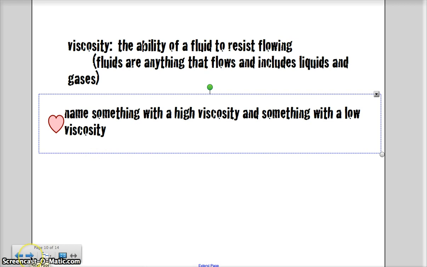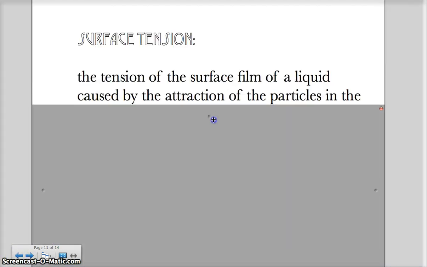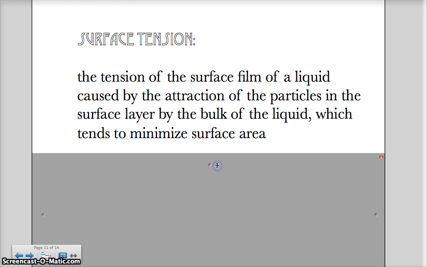Okay, moving on. Surface tension. The tension of the surface film of a liquid caused by the attraction of the particles in the surface layer to the bulk of the liquid, which tends to minimize surface area. It's basically a strong force that holds the surface particles of a liquid together and makes it so that it almost acts like a solid.